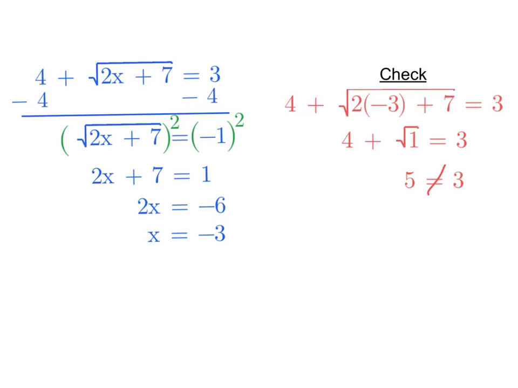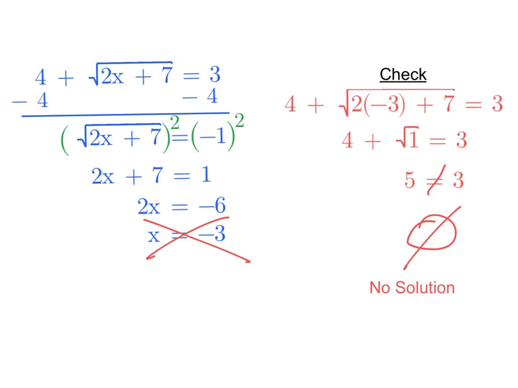And that's 5. 5 does not equal 3. So what does this tell me? No solution. Yeah, that tells me I gotta throw that answer out. This one's gotta go. This does not work. So there's no solution to this problem.